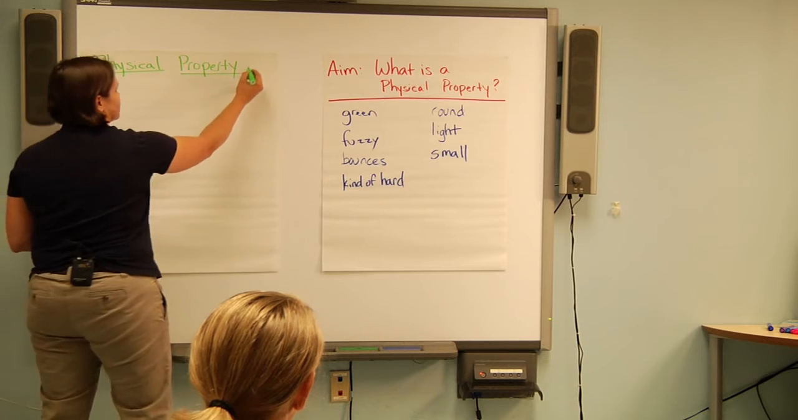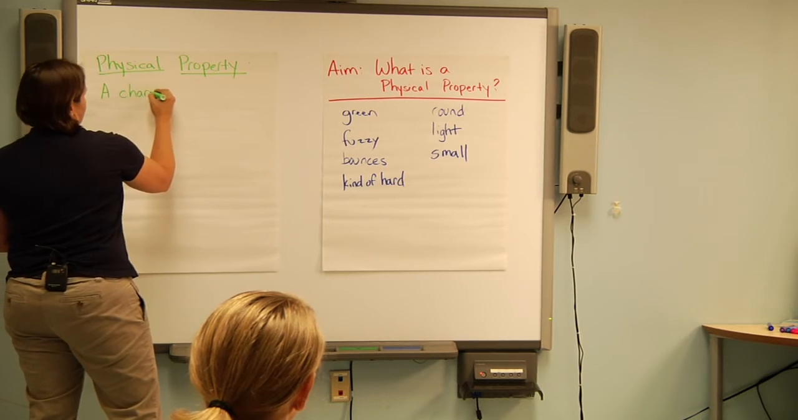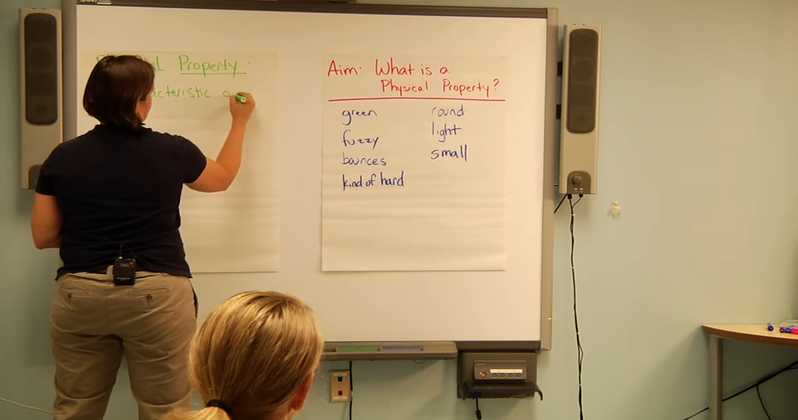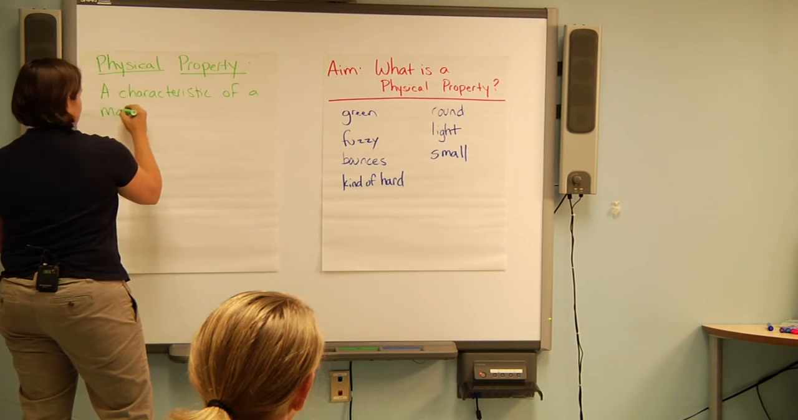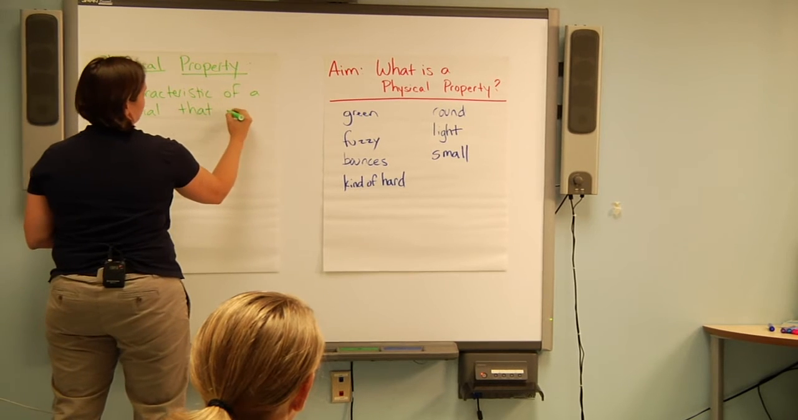Now the actual scientific definition for a physical property is a characteristic of a material that can be observed or measured.